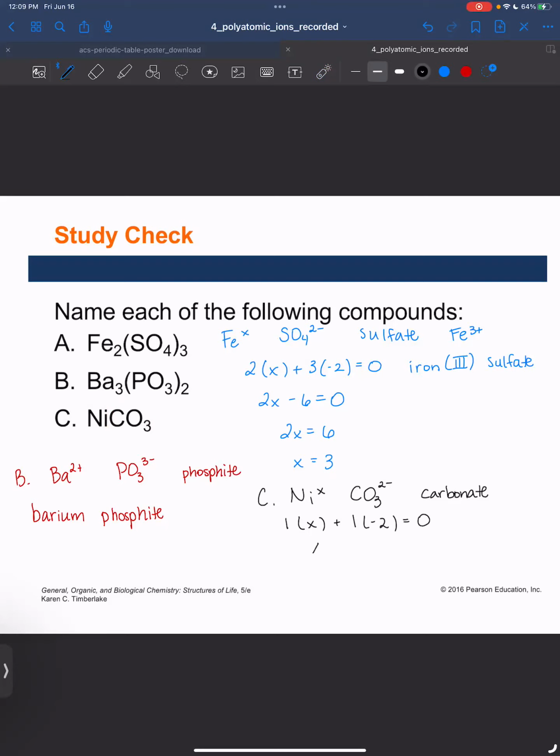Let's go ahead and simplify. x minus 2 is equal to 0, and then x is equal to 2. So the charge for nickel is 2. And we need to indicate that in the name. So nickel, full name there, Roman numeral 2, and then the name of that polyatomic ion, which is carbonate. So nickel(II) carbonate.